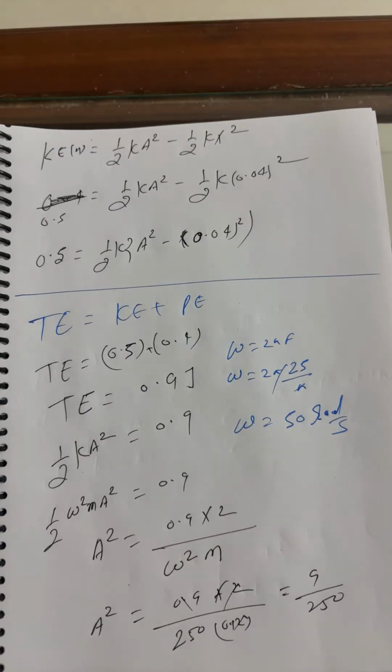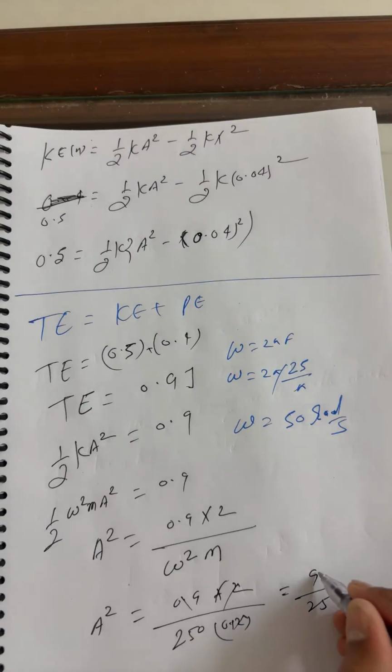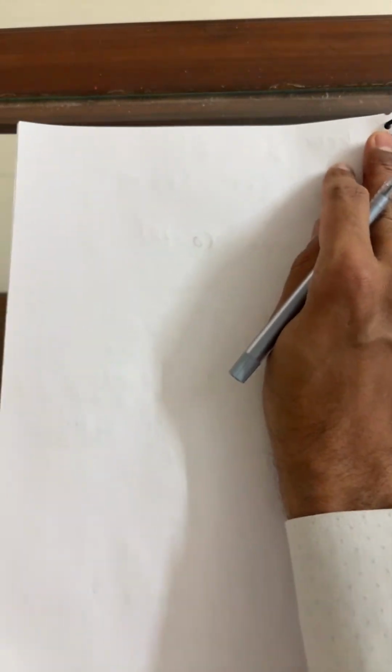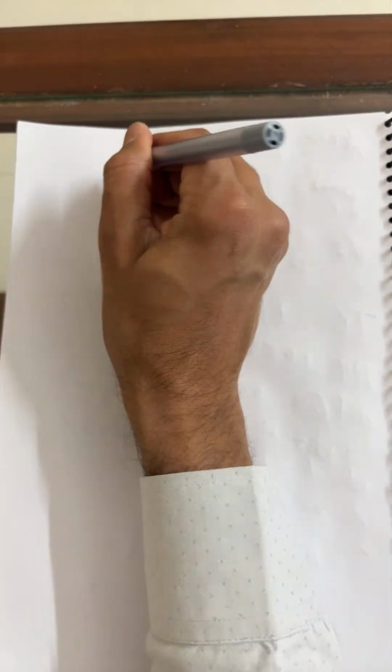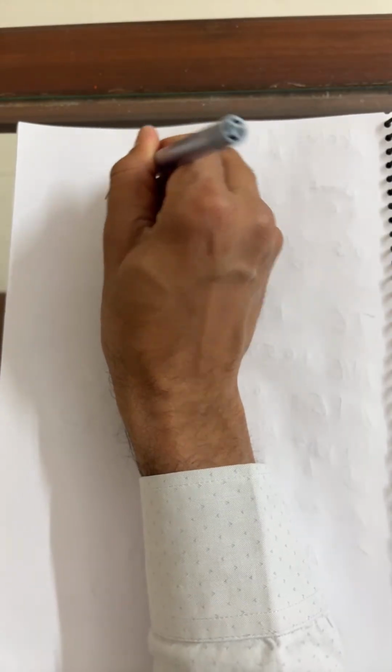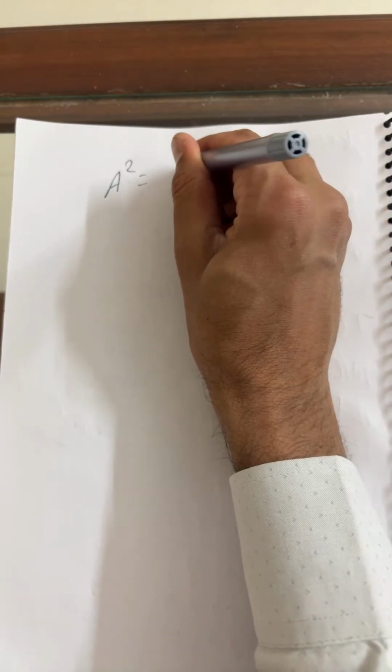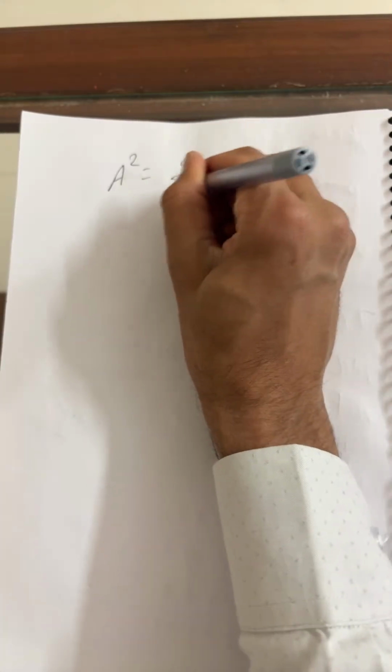Take a snapshot here so that I can change A square. What this is, you can say 9 upon 250. We wish to find the amplitude, not A square. So finally, A square is equal to 9 by 250.